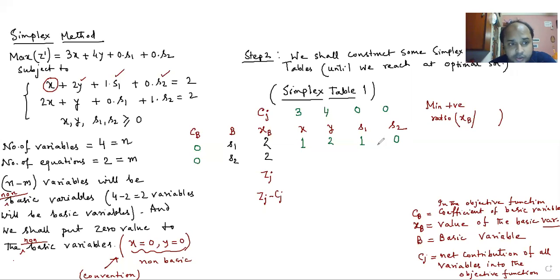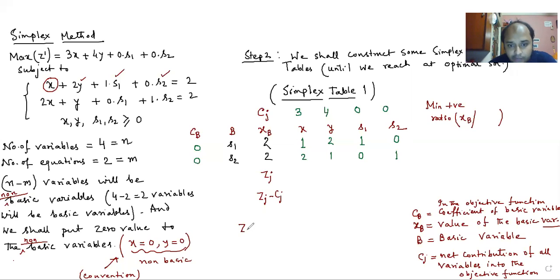Second row corresponds to the second equation. In the second equation, the coefficient of X is 2, so put 2. Coefficient of Y is 1, so put 1. Coefficient of S1 is 0. Coefficient of S2 is 1. So we have got our matrix. Now we are going to calculate Zj.